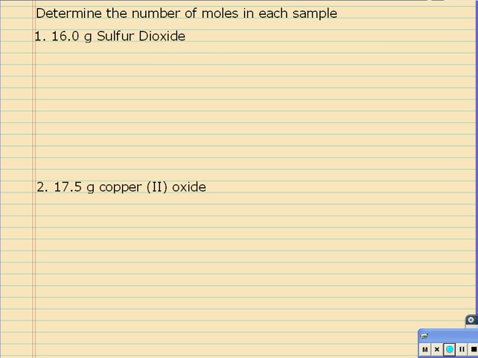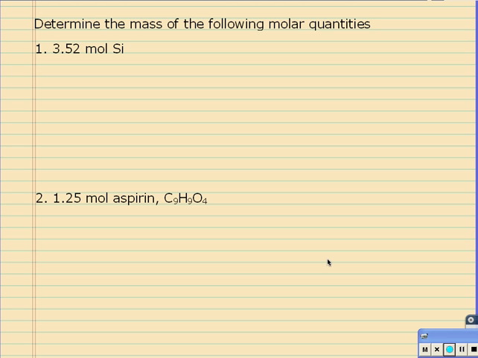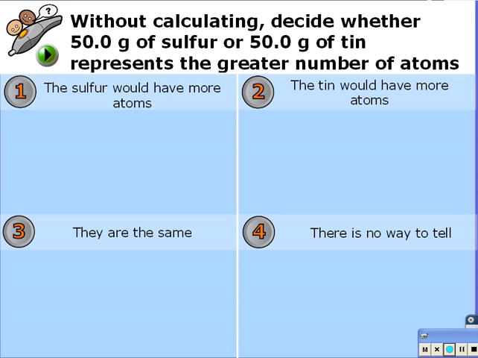Okay, determine the mass of the following molar quantities. 33.52 moles, and we're going to go to the mass, grams of silicon. 1.25 moles of aspirin. Remember, we're going to mass in grams. All right, for further listening checks, without calculation, decide whether 50 grams of sulfur or 50 grams of tin represents the greatest number. All I need you to do is write down the correct answer. Don't forget the question.